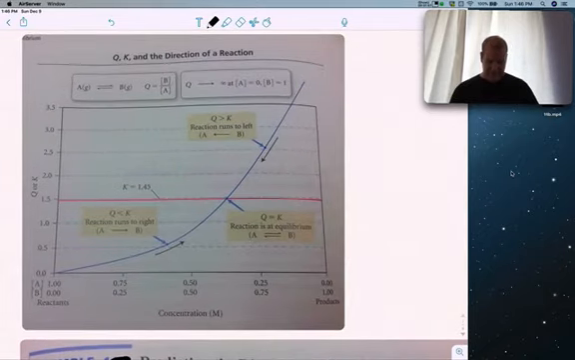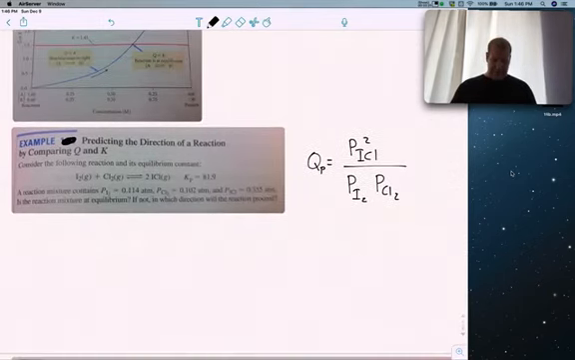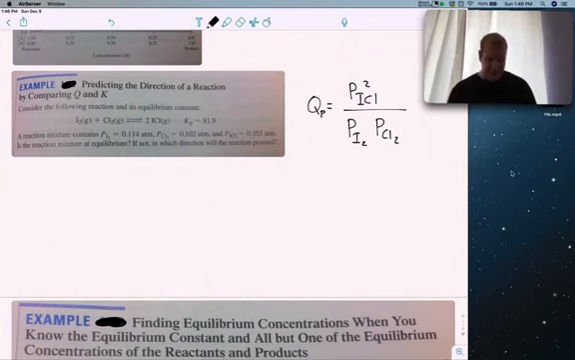And I tend to think of it that way. There's also a graphical method, Q or K, with concentration on the x-axis. If Q is greater than K, the top number is too big, so it's going to shift left. If Q is smaller than K, the top number is too small, so it's going to grow bigger and shift towards the products. Okay? So if that makes more sense to you. I like the math argument better myself.